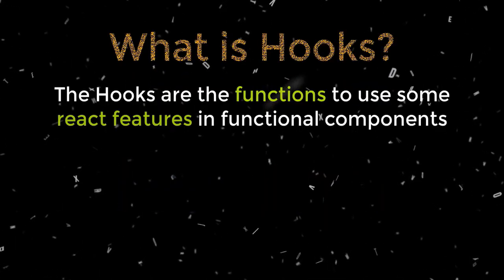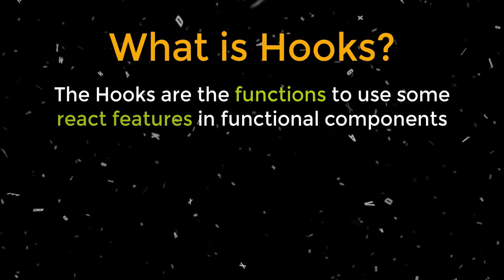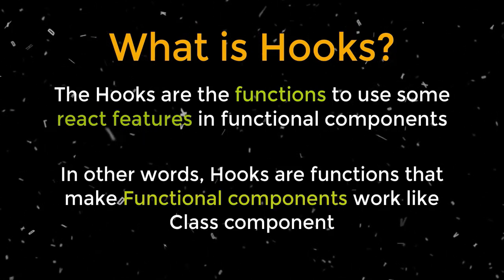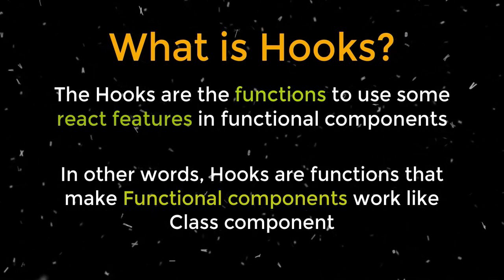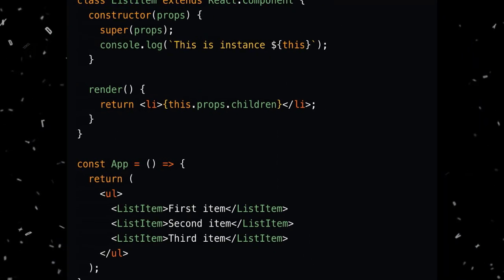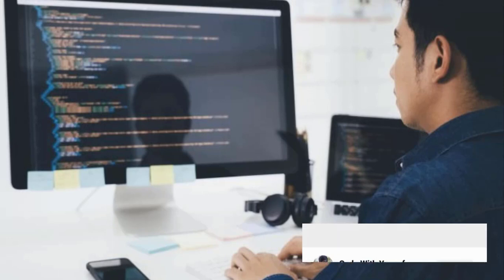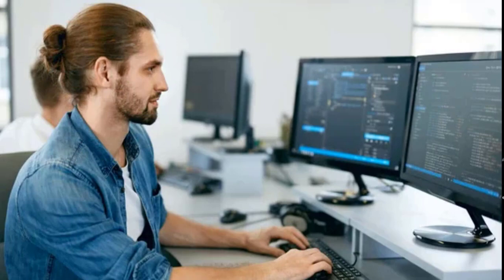Hooks are functions to use some React features in functional components. In other words, hooks are functions that make functional components work like class components. Before React launched hooks, we were using React class components and the lifecycle methods, which were complicated for coders. They were confusing, and developers had problems with that.